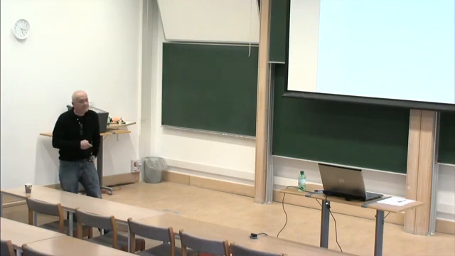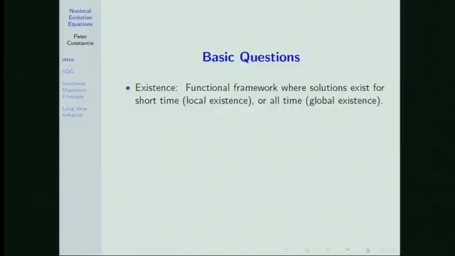So what are the basic questions? I'm going to stop a little bit here and discuss just generally, what do we do in PDEs? We ask very simple questions, and the first one is existential: do things exist? You can write many equations that make no sense or that have very few solutions. So you need a functional framework where solutions exist for a short time, and we refer to that as local existence, or all-time, global existence.